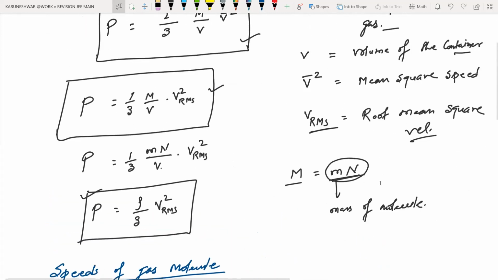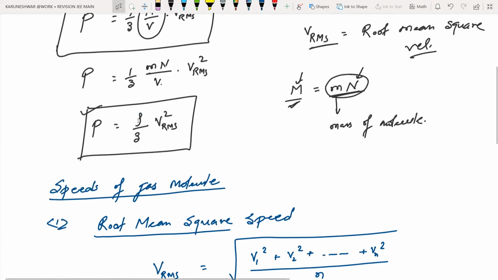Now we can relate this mass in terms of Avogadro number and the mass of one molecule. The total mass of the gaseous molecules is the mass of one molecule times Avogadro number. Once you replace that, we can have the density, as density is mass by volume. So this term is the density of the gas, and pressure is 1/3 times density times VRMS square. This is another form, pressure in terms of density and VRMS.